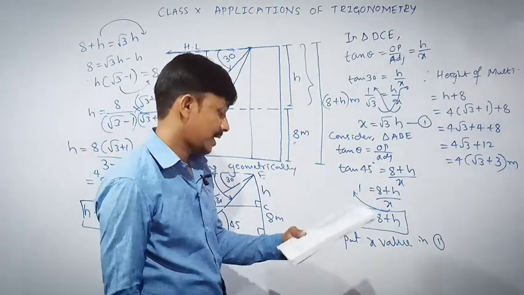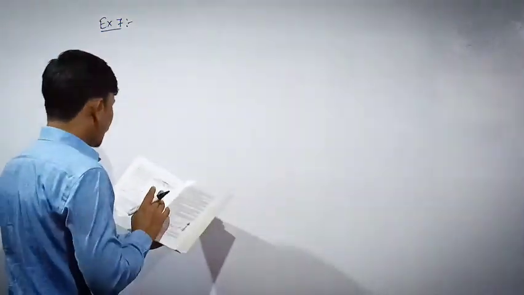Okay, next question. Example number 7, very important. From a point on a bridge across a river, the angle of depression of the banks on opposite sides of the river are 30 degree and 45 degree respectively. If the bridge is at a height of 3 meter from the banks, find the width of the river. They have given one diagram here.